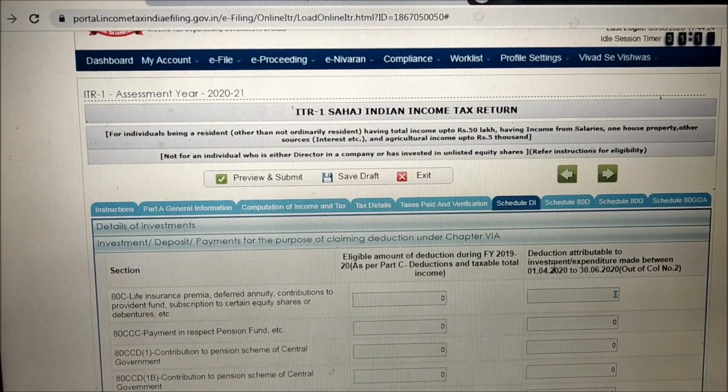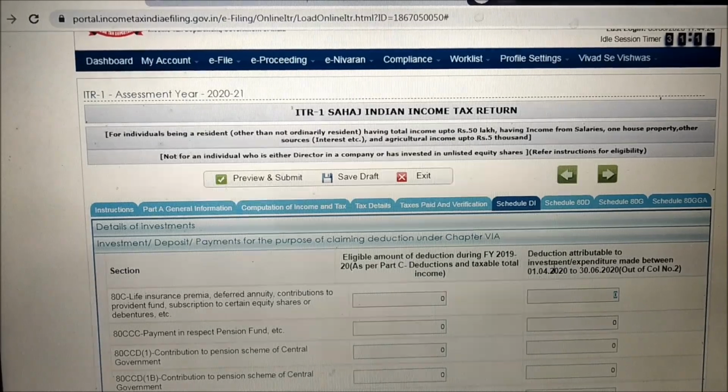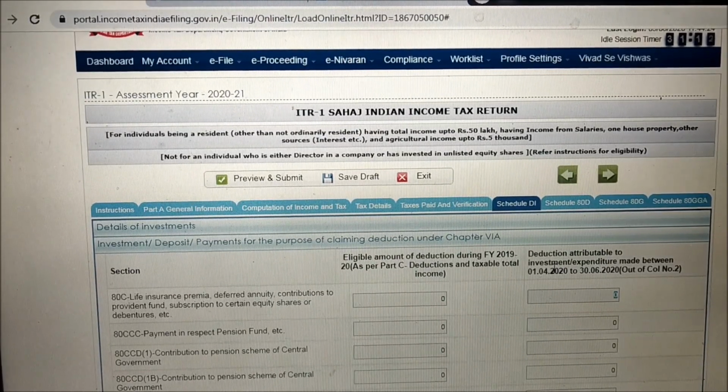These are the changes made in this ITR 1 for the current year. All other parts of the form are the same as in the previous year.